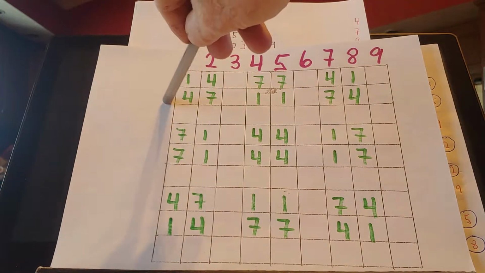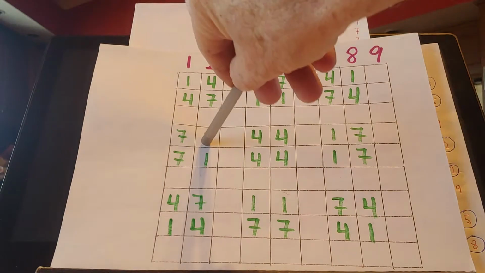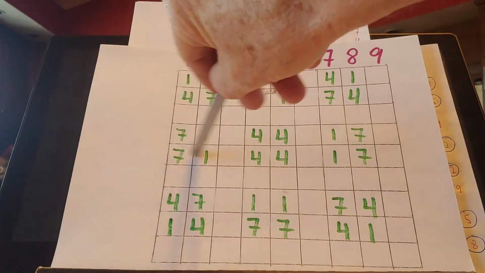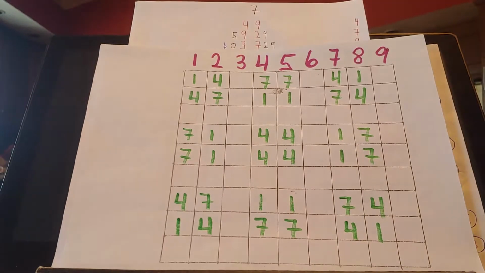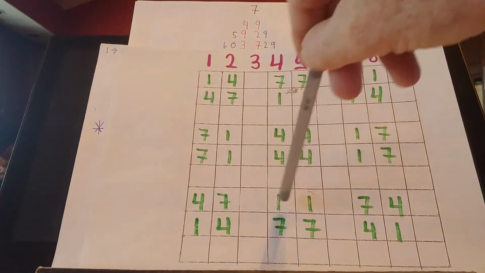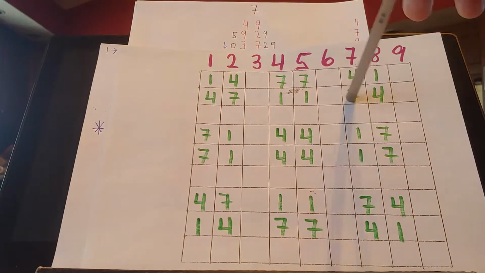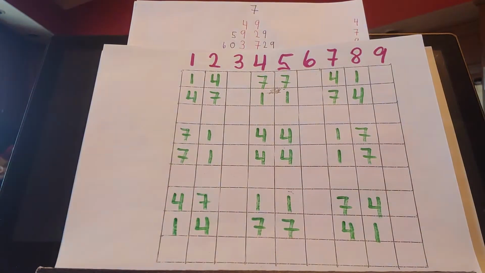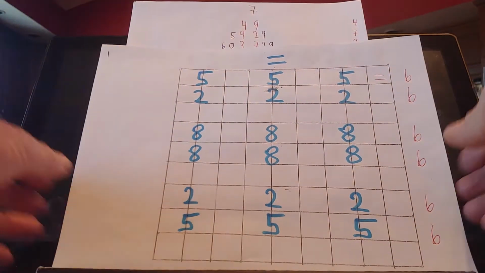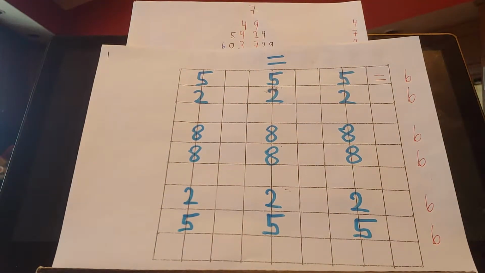So 1 and 4 is 5, 4 and 7 is 11 is 2, 7 and 1 is 8, 8, 2, 5. And we will get 5, 2, 8, 8, 2, 5, 5, 2, 8, 8, 2, 5. So we're turning the 147 code into the 258 code, because in many ways they're the same exact thing.